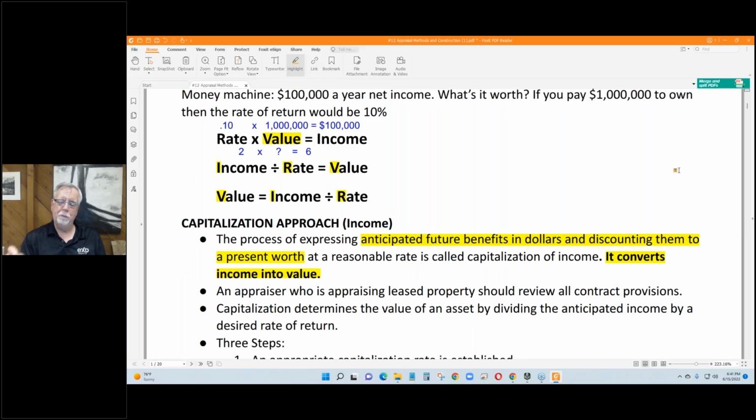Anticipated future benefits in dollars and discounting them to a present worth. What that line is getting at is that there's a difference in the value of present money versus future money. Present money is worth more than future money. Now, if that's a difficult concept, let me put it a different way. Supposing you won the lottery, $30 million, right? Great, you won the lottery. They're going to give you two choices.